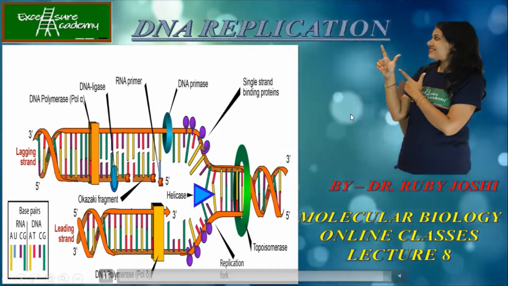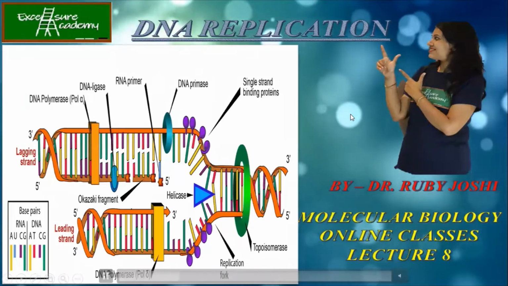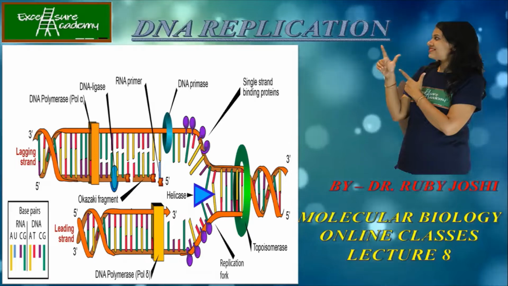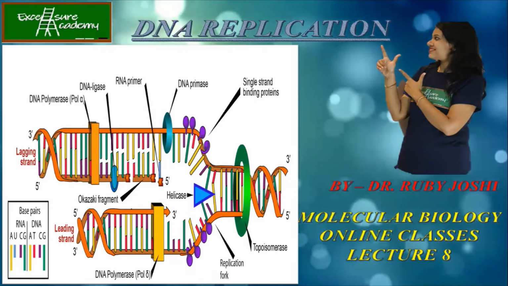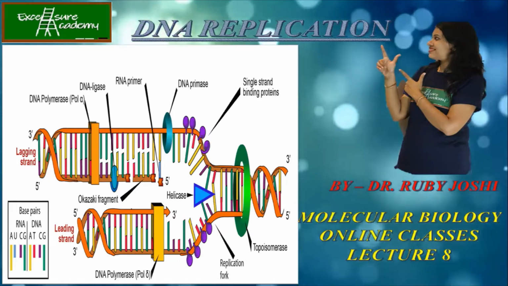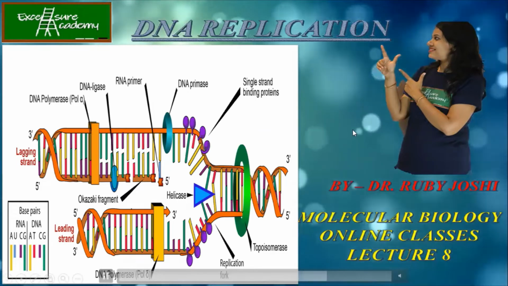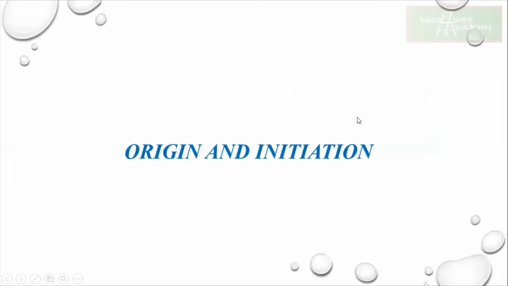Okay, so I need you to brush up on what we have discussed till now. We have discussed the origin in the case of prokaryotes and in the case of eukaryotes. We have also discussed the replication for different DNA polymerases, everything. Now we are going to talk about the eukaryotic. Till now we have discussed the prokaryotes. Now we are going to discuss the eukaryotes, origin and initiation.